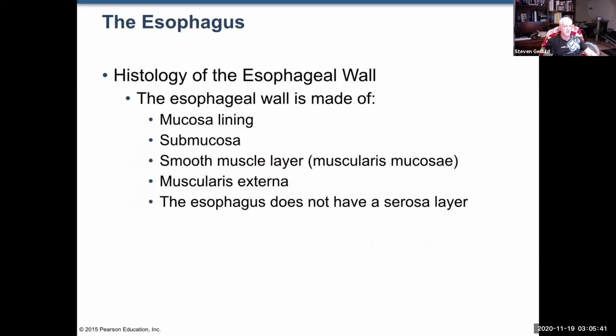In histology, the esophageal wall, what's it made up of? It's a mucosa lining. There's a submucosa. There's a smooth muscle layer. There's a muscular externa. The esophagus does not have a serosa like the other tracts have, like we talked about before. We talked about the lines having the mucosa, submucosa, muscular externa, and the serosa. The esophagus does not have a serosa layer.